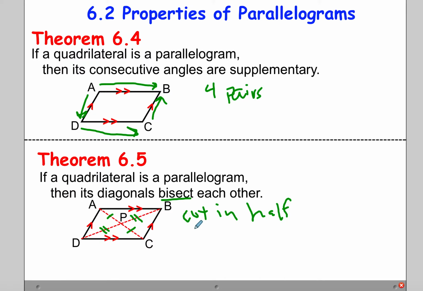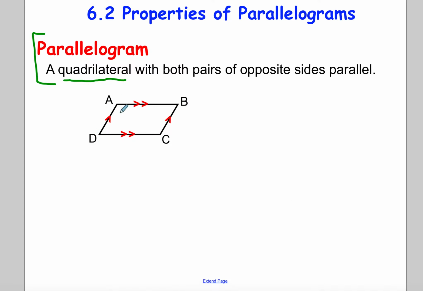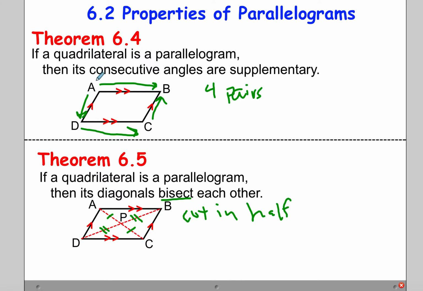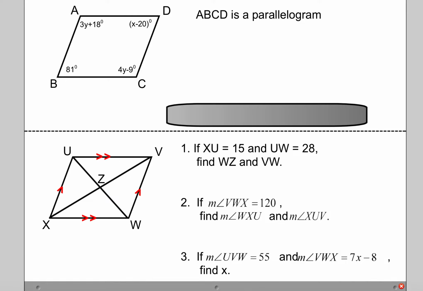So we know a lot about parallelograms. First, we know that their opposite sides are parallel to each other. Second, we know their opposite sides are congruent. Third, we know their opposite angles are congruent. Fourth, we know that their consecutive angles are supplementary. And fifth, their diagonals bisect each other. So just by knowing that this is or is not a parallelogram, we can know a lot about it. So what we have is a couple practice problems here.